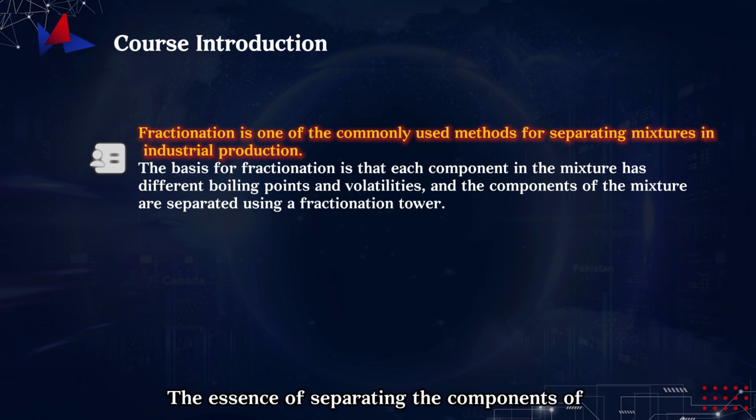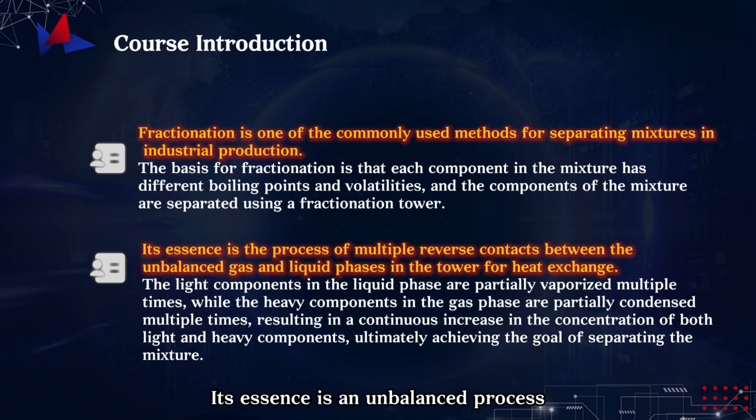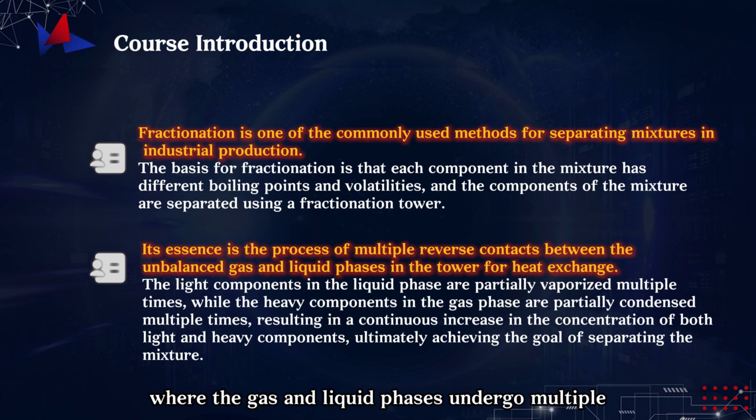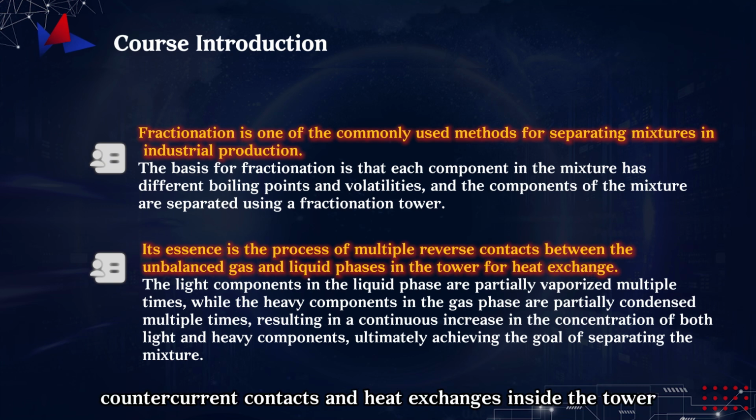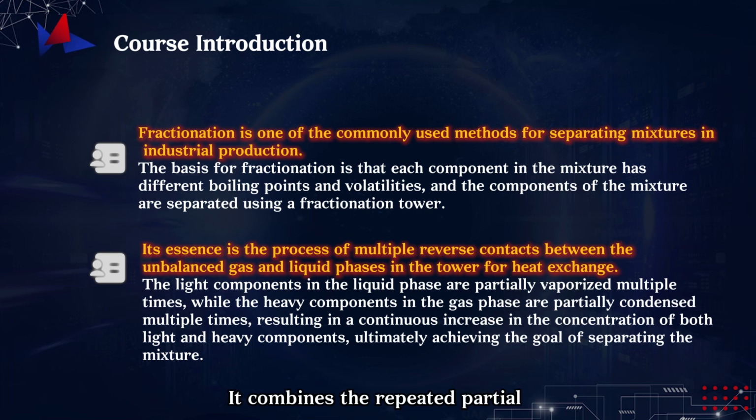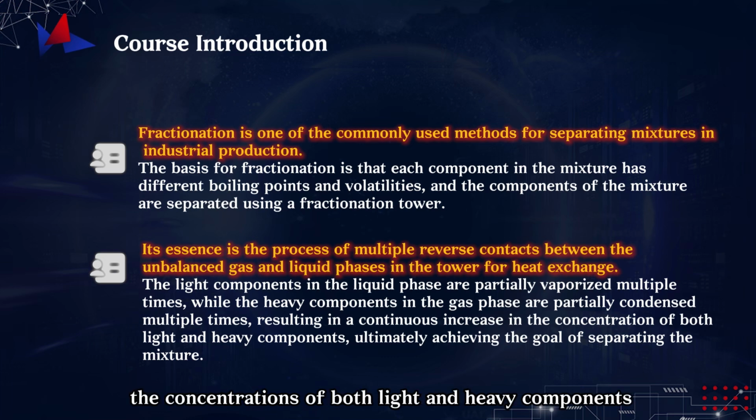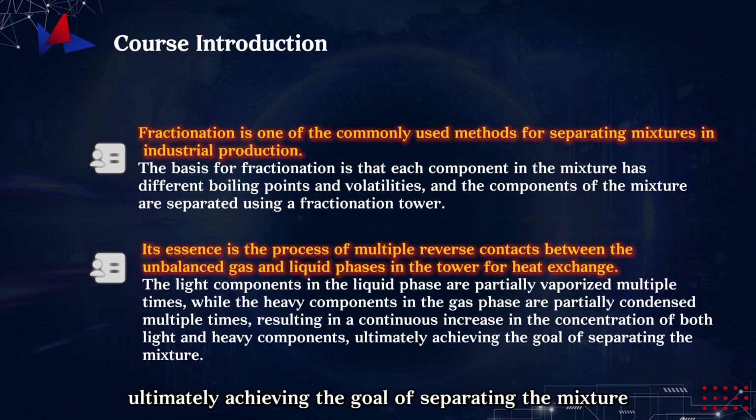The essence of separating the components of the mixture using a fractionating tower lies in an unbalanced process. It combines multiple countercurrent contacts and heat exchanges between the gas and liquid phases inside the tower. It combines the repeated partial vaporization of light components in the liquid phase and the repeated partial condensation of heavy components in the gas phase. This process continuously increases the concentrations of both light and heavy components, ultimately achieving the goal of separating the mixture.